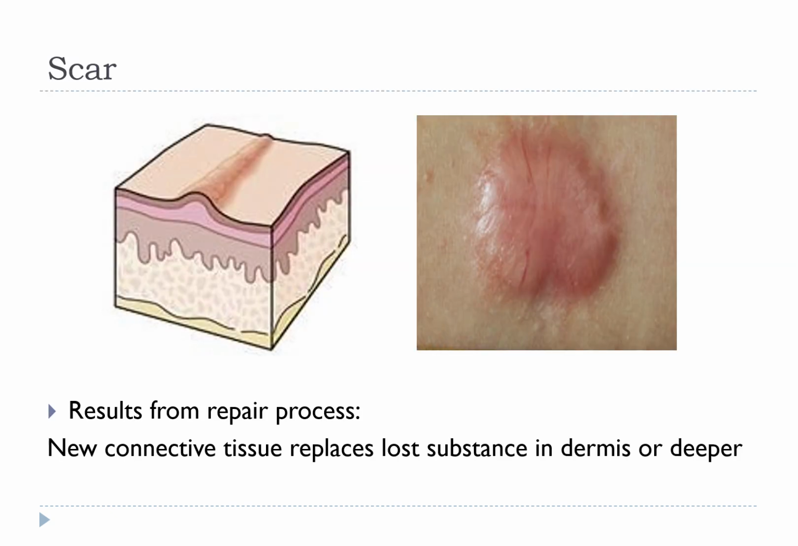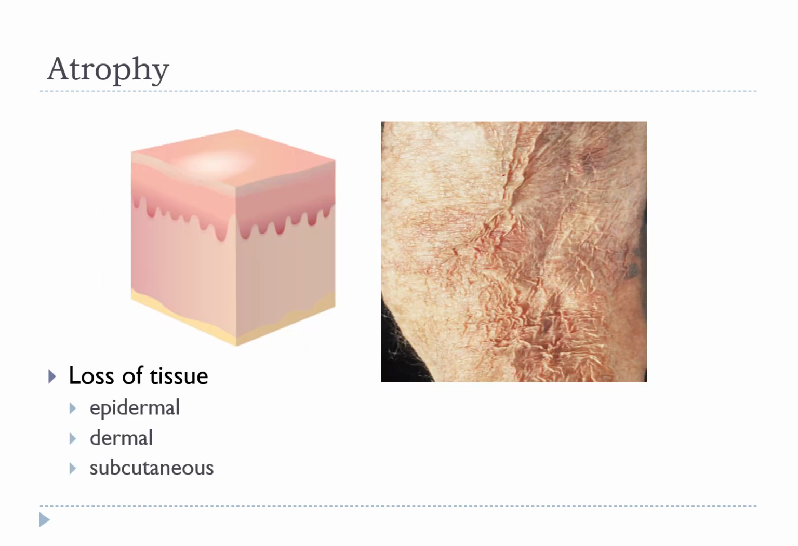The scar is a permanent lesion that results from the process of repair of defects by replacement of normal tissue with fibrous tissue. Scars may be atrophic, so thinned out, depressed skin, or hypertrophic, so extends beyond the surface of the skin. Atrophy is loss of tissue, whether it is epidermal, dermal, or even subcutaneous. The skin becomes thinned and wrinkled. It can occur due to topical steroid use, steroid injection, aging, inflammatory skin conditions, or poor circulation.